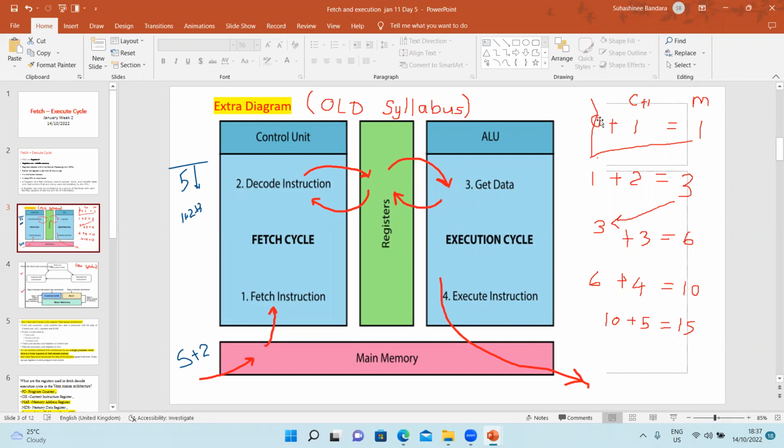For example, I took adding 0 to 5 numbers one by one. At that time we had to temporarily store these values. So registers are the place where we can store the data while the execution is going on. When the execution is over and we come to the exact ending, the output will pass to the main memory. From the main memory, the output will pass to the output devices. So this is the main fetch and execution cycle diagram which we used in all syllabuses.